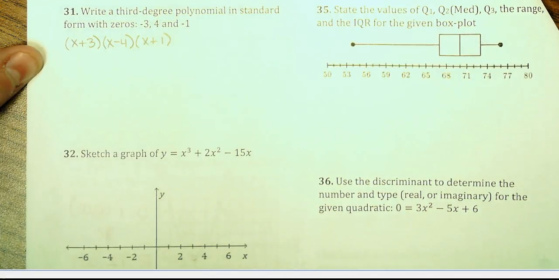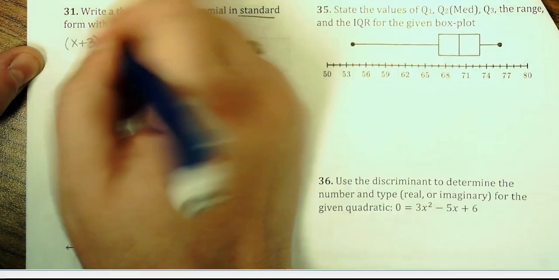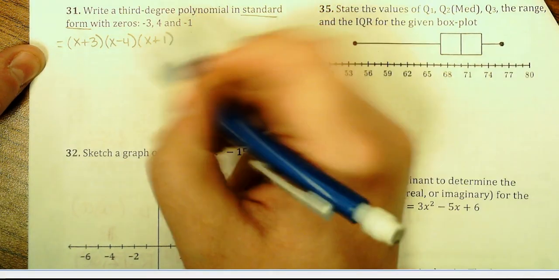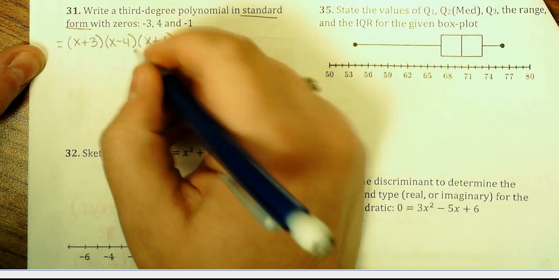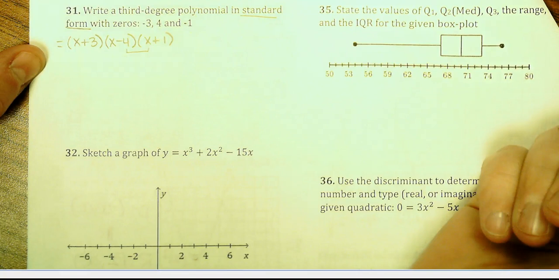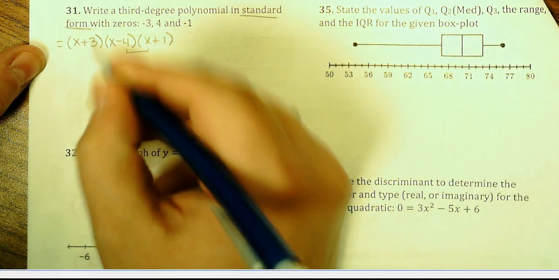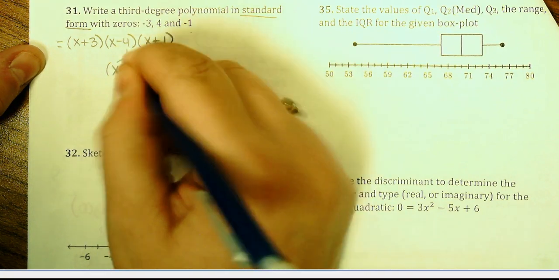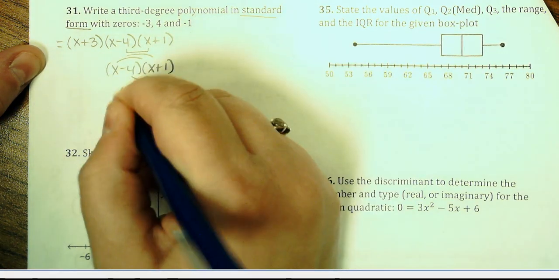Now, however you want to do this, we want you to multiply this out, write it in standard form. That's the intention of this question, third degree, because we've got 3 different zeros. Just do 2 at a time, that's the best way you can do these problems. So I'm going to do x minus 4 times x plus 1, just a little FOIL. Draw yourself a box if you want to.